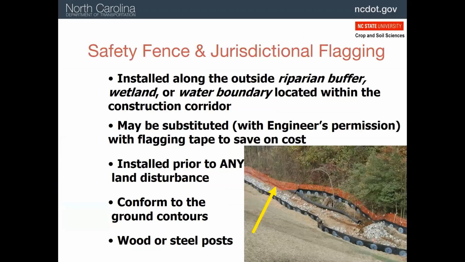On the perimeter of the project, we normally have an orange fence or flagging. This should be the first thing installed because it will keep the equipment operators on the project and out of jurisdictional areas such as wetlands. It also helps to keep the public off the project. Follow the contours, and either wood or metal posts are fine.